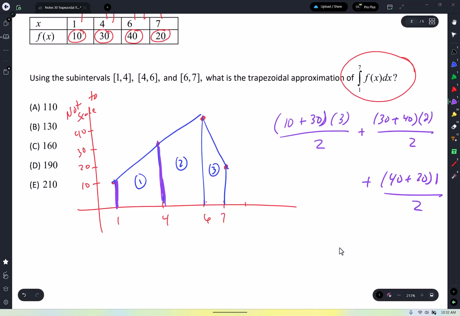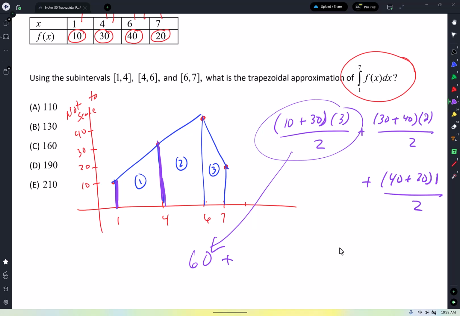So let's see. 30 plus 10 is 40. 40 divided by 2 is 20. 20 times 3 is 60. Plus, all I did was this one. That one is this one. Let's see. The 2's cancel out right there. 4, 5, 6, 7. 70. That's that one.